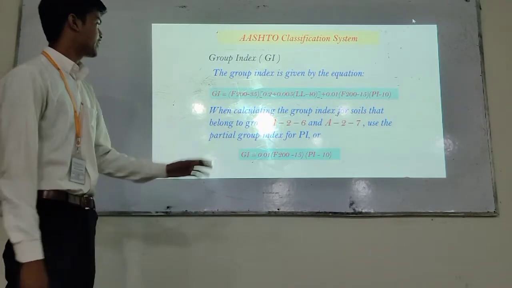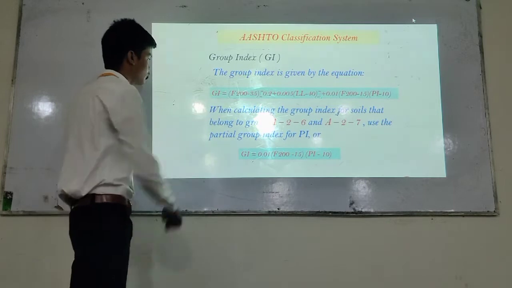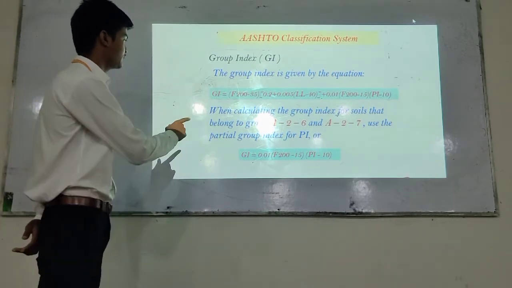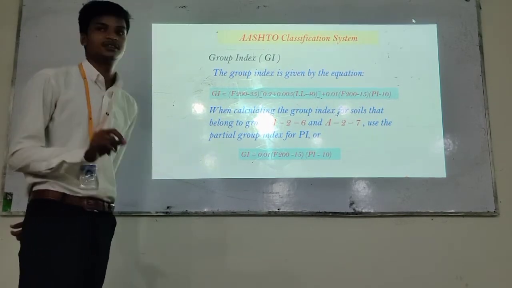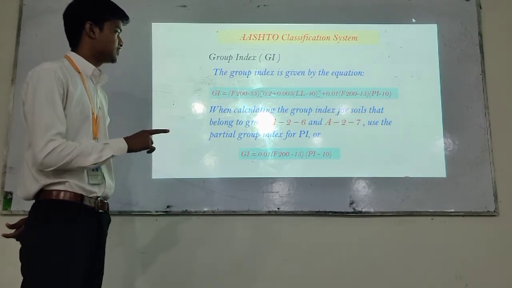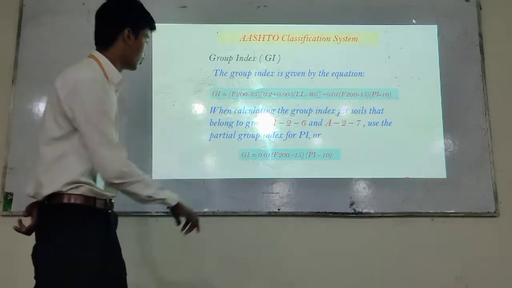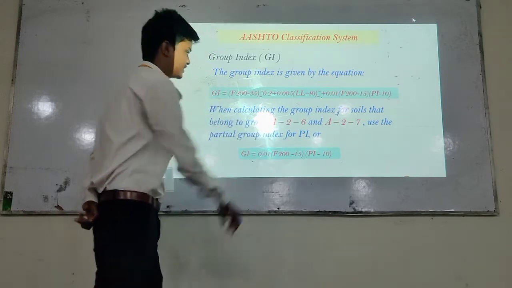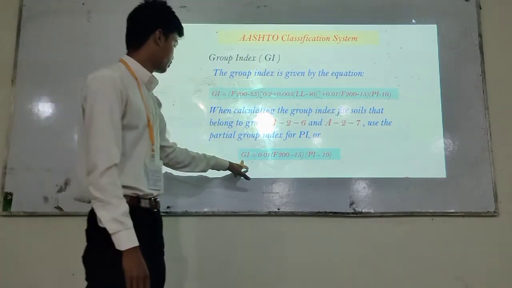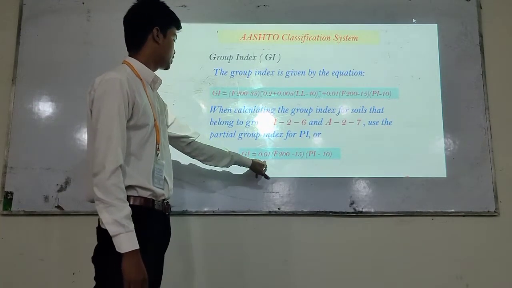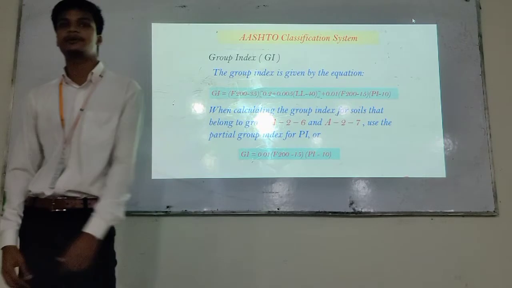The group index is given by the equation. We can classify the soil from this equation. Group index equals (F200 minus 35)[0.2 plus 0.005(liquid limit minus 40)] plus 0.01(F200 minus 15)(plasticity index minus 10). For groups A-2-6 and A-2-7, we have to use this equation: group index equals 0.01(F200 minus 15)(PI minus 10).